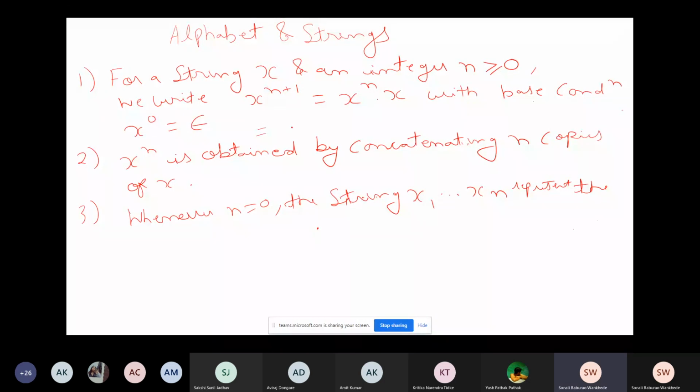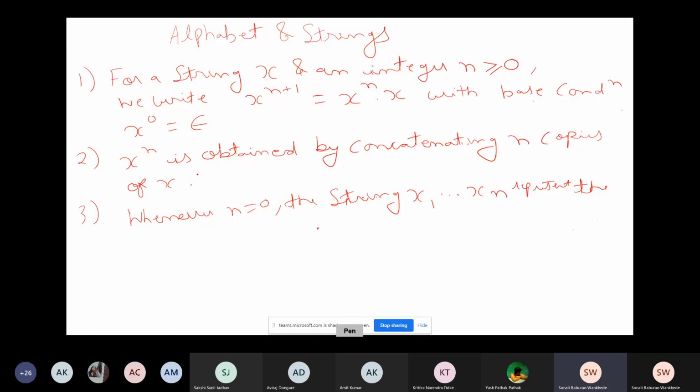If it is x raised to n plus 2, we can write it as x raised to n into what? We are interested in the base condition, so we have to consider x raised to 0 is equal to epsilon. In that case, if it is x raised to n plus 2, we can write it in this way. But for solving our numericals, we are not interested in x raised to n plus 2. We just want to consider the values with respect to x raised to n plus 1.